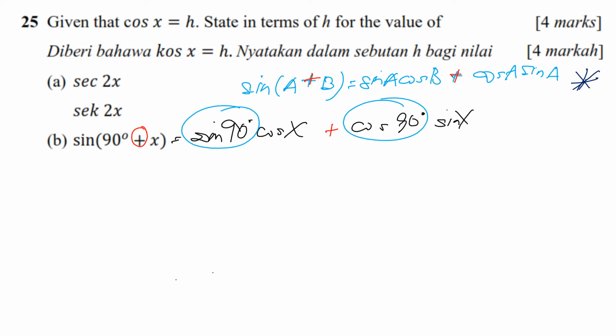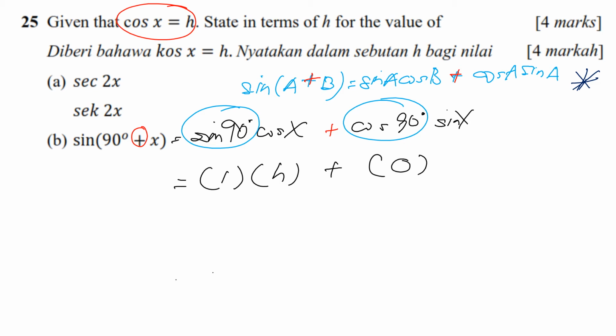Okay, values are sine 90 degree. Sine 90 degree, what do you get? Okay, very good. It is 1. So you sub the value. This is 1, times cos x. What is cos x? From the first information, you can see your cos x is h. So you sub the cos x with h. Plus, what is cos 90? Press your calculator to get the value. Okay, very good. It is 0.